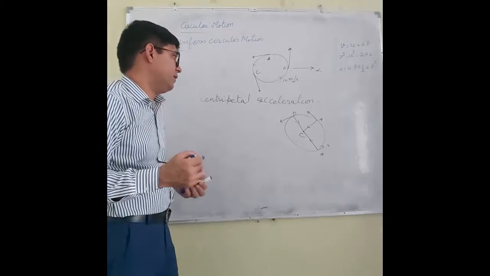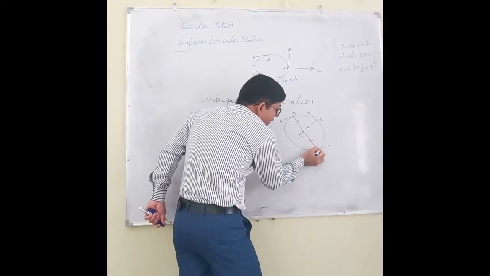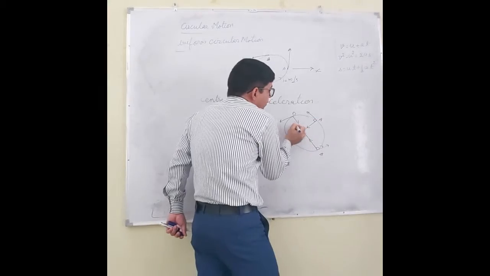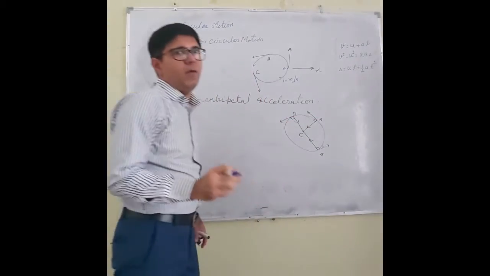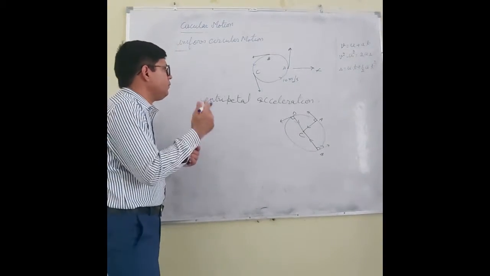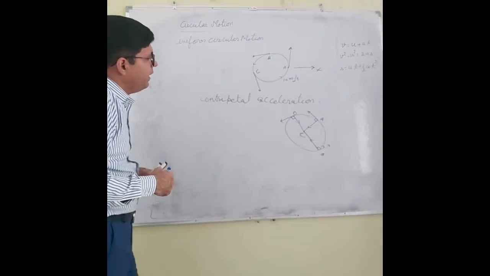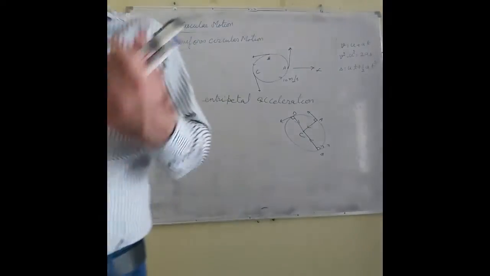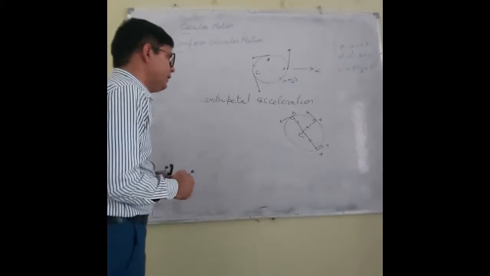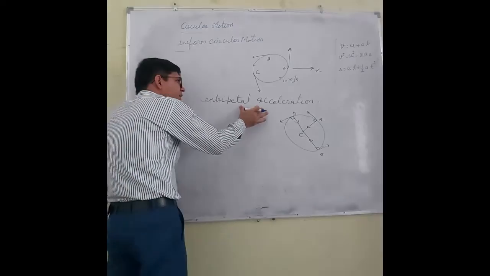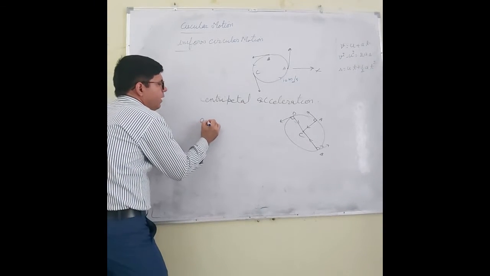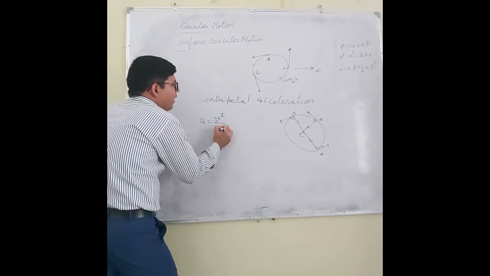Can you tell me what is the angle between the tangent and the radius vector? 90 degrees. So there is an angle of 90 degrees between the velocity and the acceleration. That acceleration is the centripetal acceleration. Why centripetal acceleration? It is because here the velocity is changing. Now the question is, if it is the acceleration, then what is its formula? The centripetal acceleration formula is v square upon r.